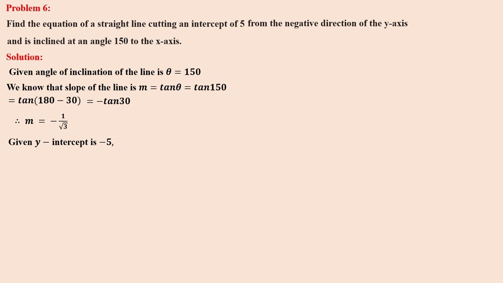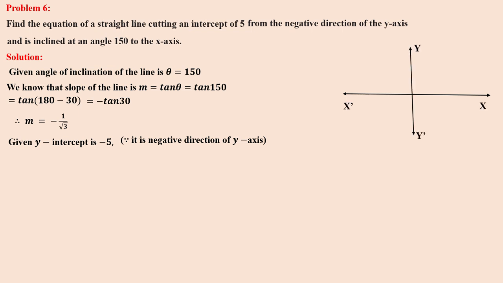Given y-intercept is minus 5, right? Because the straight line is cutting the negative direction of the y-axis at 5. Negative direction means minus 5, right? So y-intercept is minus 5. So this is the x-axis and y-axis, the origin O, and the line is like this, that is the required line L. Its inclination is 150 degrees with the x-axis, and it is cutting at minus 5, the point minus 5.